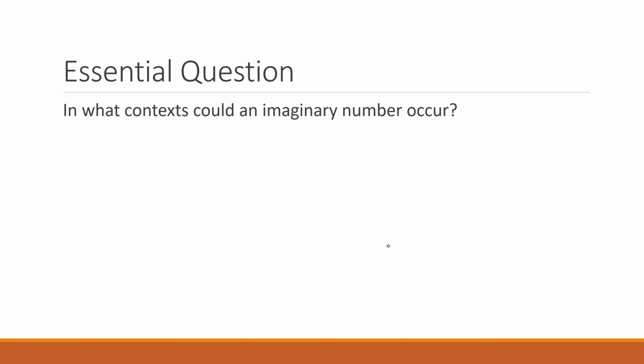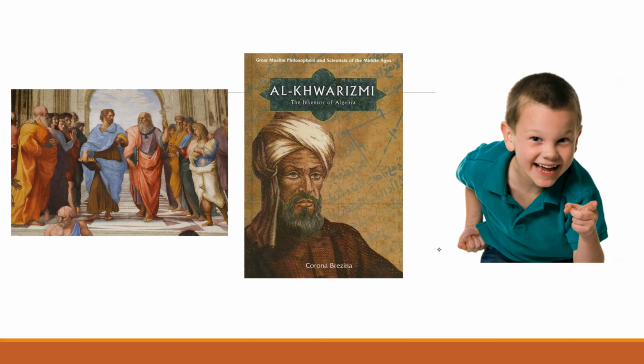I have excellent news. Here are a bunch of people that you are now going to be smarter than. This guy is Socrates. This guy is Plato. These guys had no clue about imaginary numbers. This guy, Al-Khwarizmi, the inventor of algebra, he had no idea about imaginary numbers. This 6-year-old doesn't even know what numbers are.